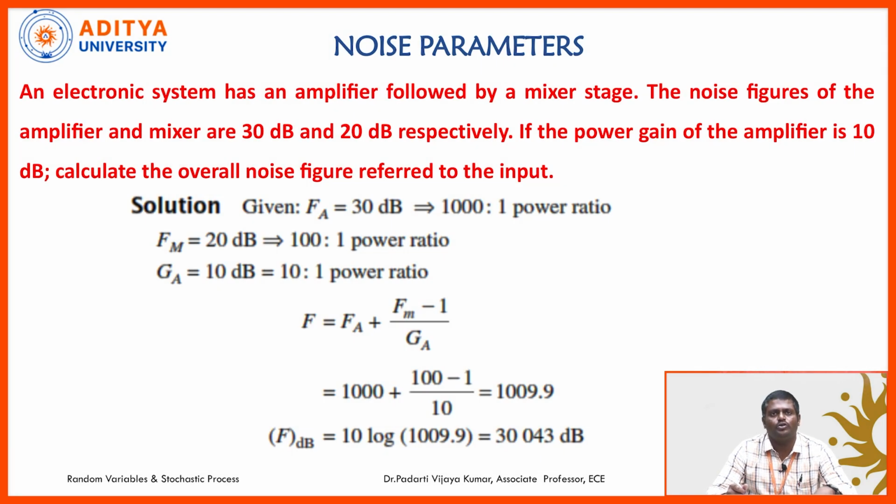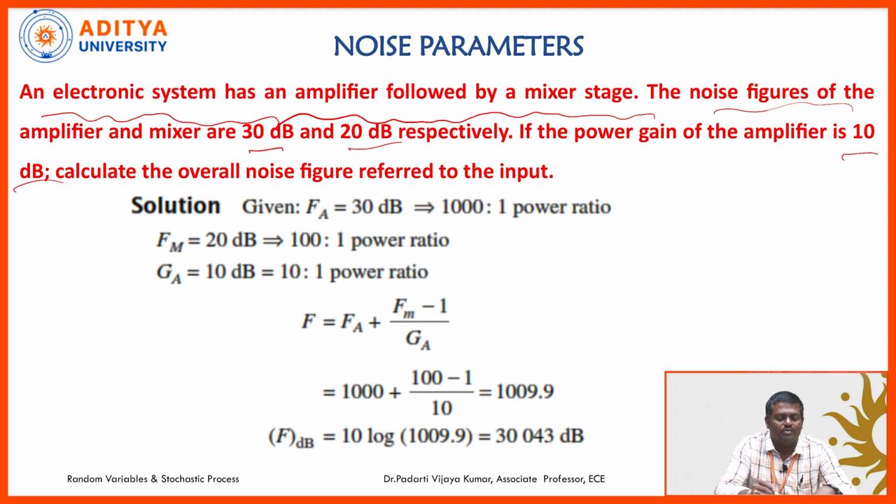Let us see one problem, how to compute the overall noise figure for a network. Let us say an electronic system is taken which has an amplifier followed by a mixer stage, and the noise figures of amplifier and mixer are 30 dB and 20 dB respectively. If the power gain of the amplifier is 10 dB, we are asked to calculate the overall noise figure. So the noise figure of amplifier is 30 dB, that means 1000. The noise figure of mixer is 20 dB, that means 100. The gain of the amplifier is 10 dB, that is 10.